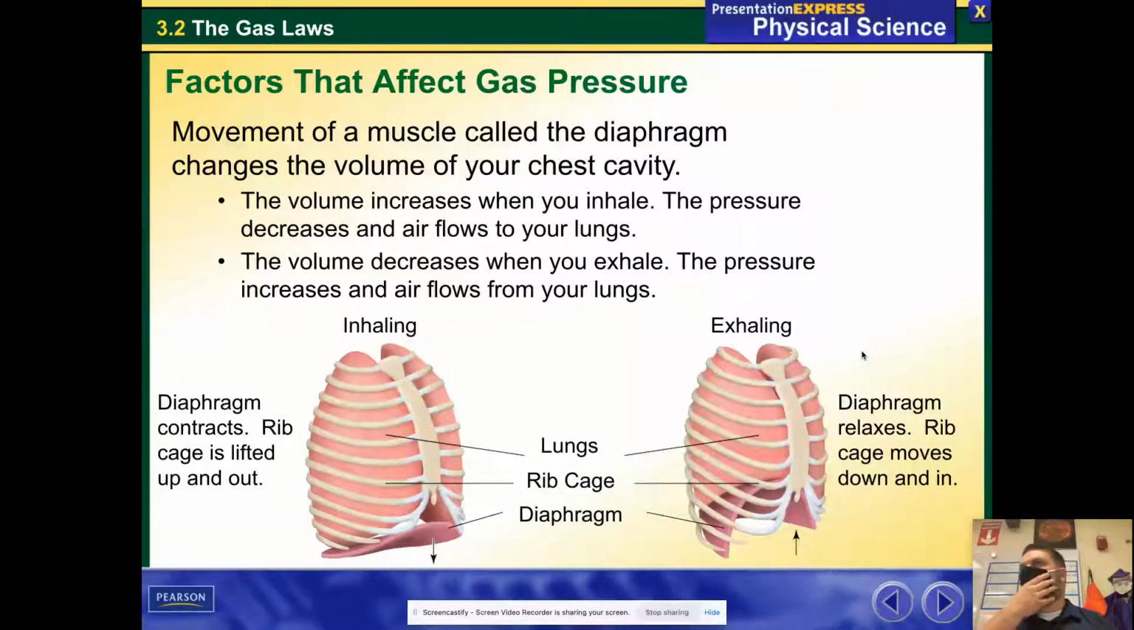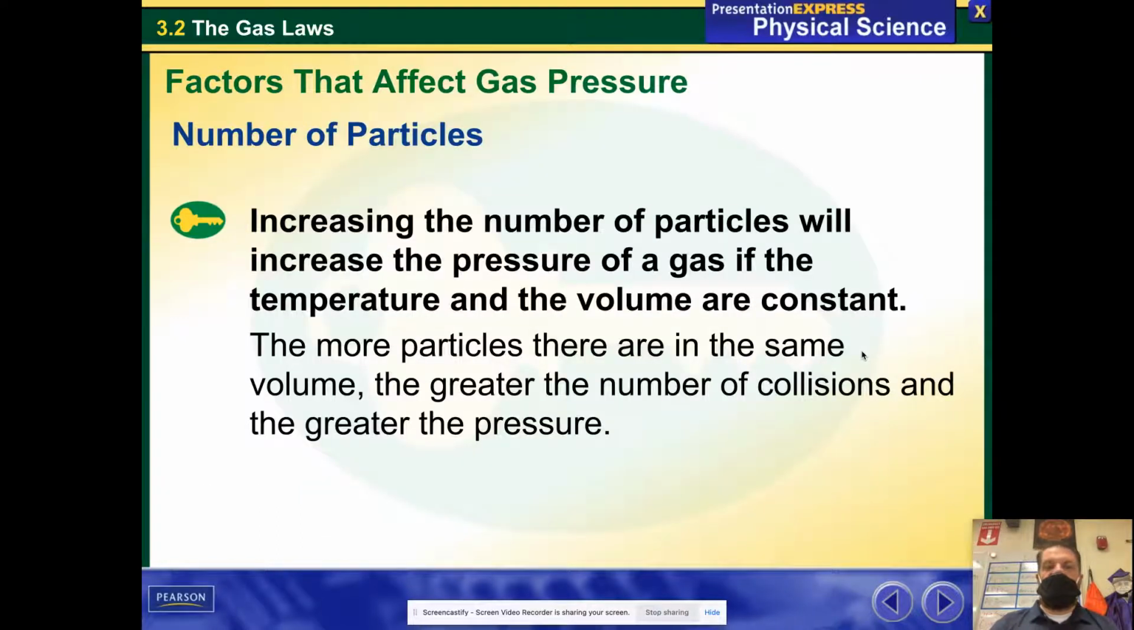You would think that the air coming in would increase the pressure. Not really. When I go to breathe out, I'm increasing the pressure. I'm forcing those particles that are moving inside of my lungs out through my windpipe, right? Out through my nose or mouth. But I'm putting pressure because they're bouncing around all over, and now I've decreased the volume. So there's less room for those particles to move around. Increasing the number of particles will increase the pressure of the gas if the temperature and the volume are constant.